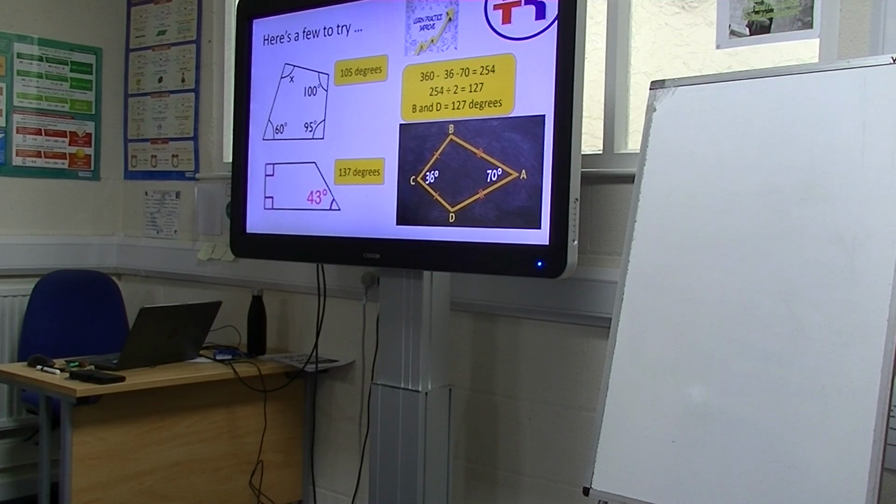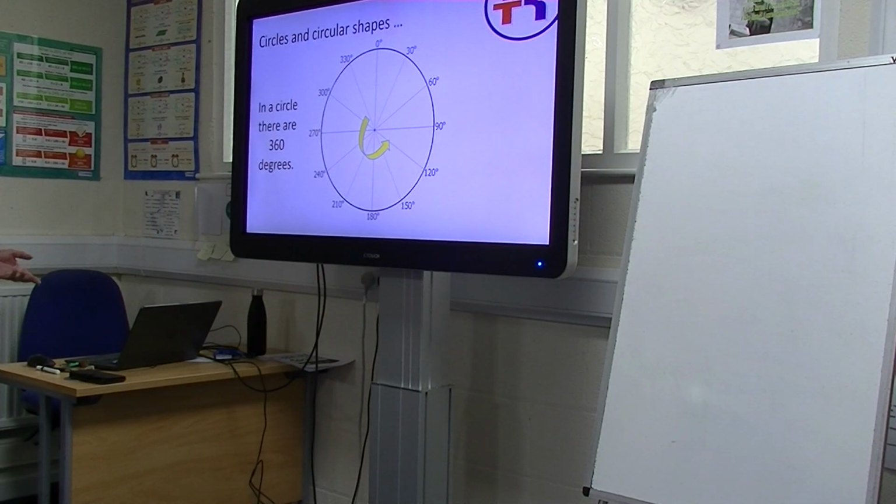So they're fairly straightforward. 360 degrees in a four-sided shape. You can see we've got some different shapes. 180 degrees in a triangle. What about a circle? There's 360 in a circle. Okay? There's 360 degrees in a circle.